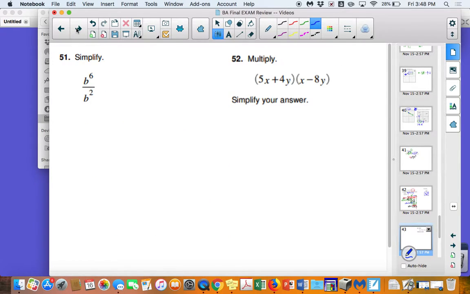Oh, 51 I think we can handle. Same idea, they're on different levels, so subtract. That's going to be b to the 4th. We're done. Over here, we're going to multiply.